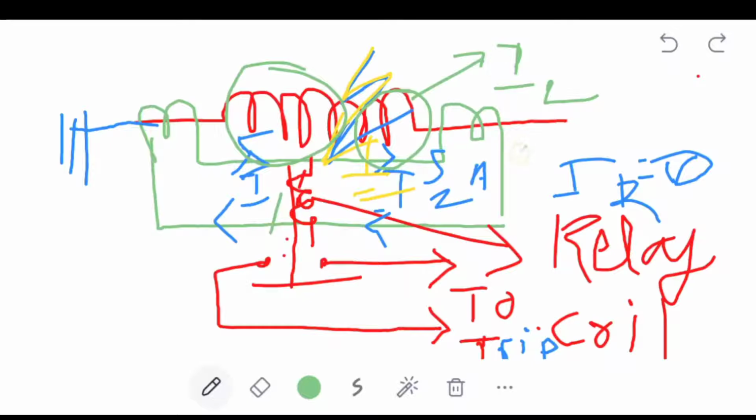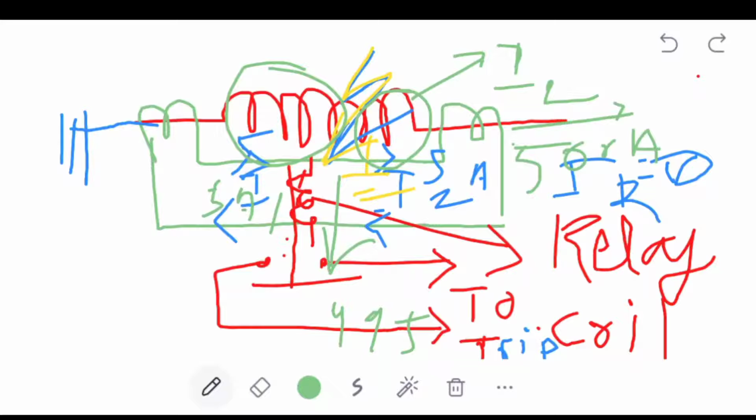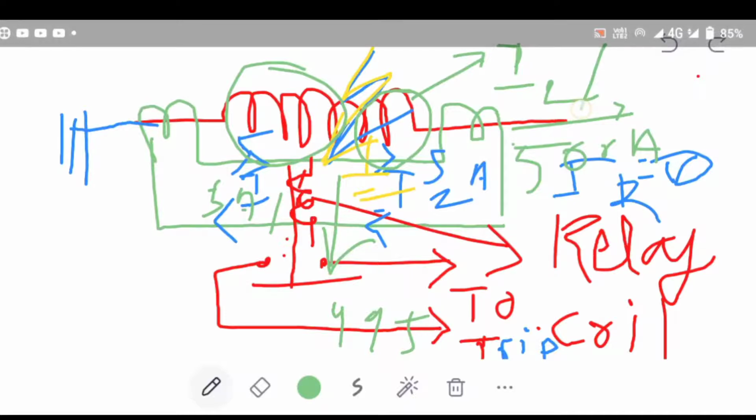Now the difference: suppose a current of 500 amps is flowing due to the fault. The CT2 current is 5 amps here, so the remaining 495 amps will flow through the relay coil. That relay coil will operate whenever the current exceeds a predetermined value. The 495 amps will be stepped down to some value.